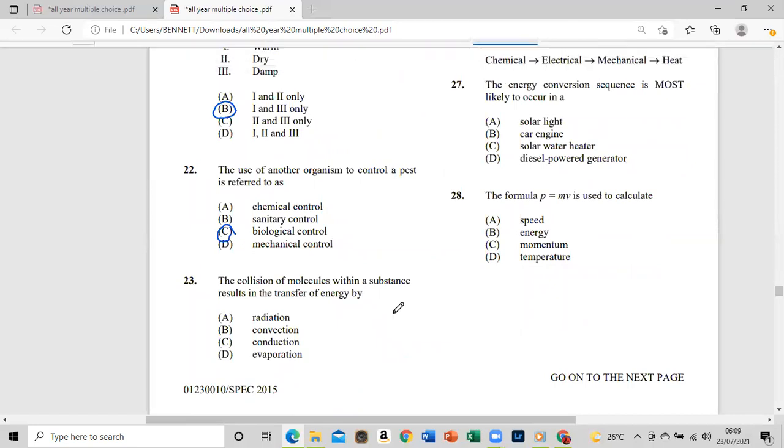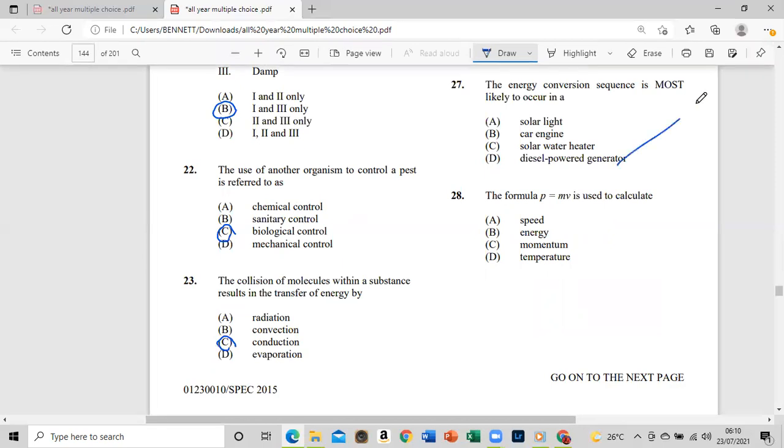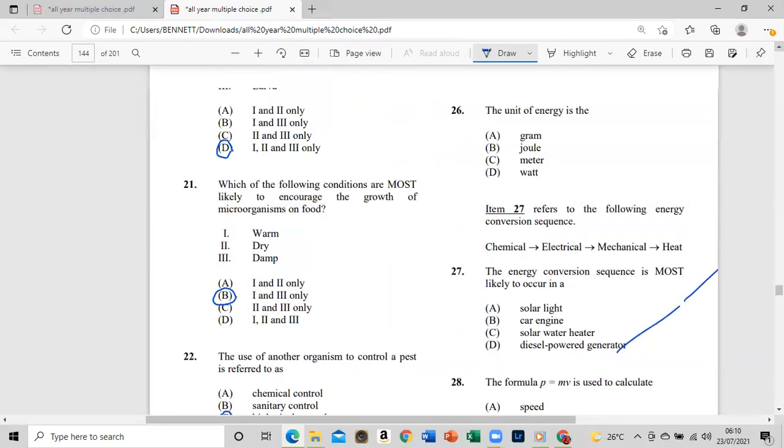The collision of molecules within the substance results in transfer of energy by: radiation, convection, conduction, or evaporation? So that is conduction. And we did this with the iron and so forth. So then we can change the question a bit, but the answer remains the same.